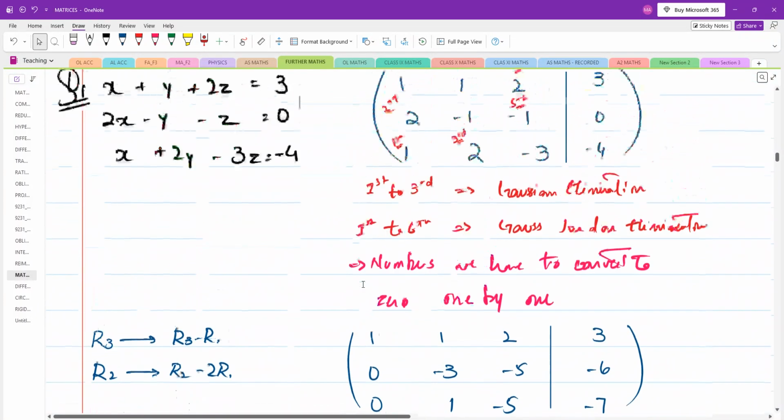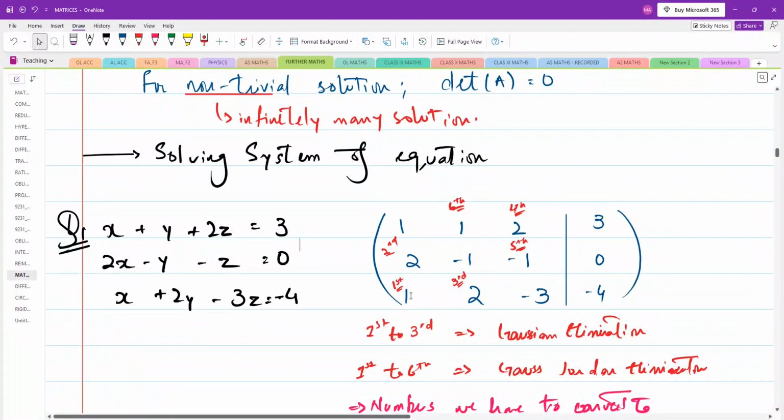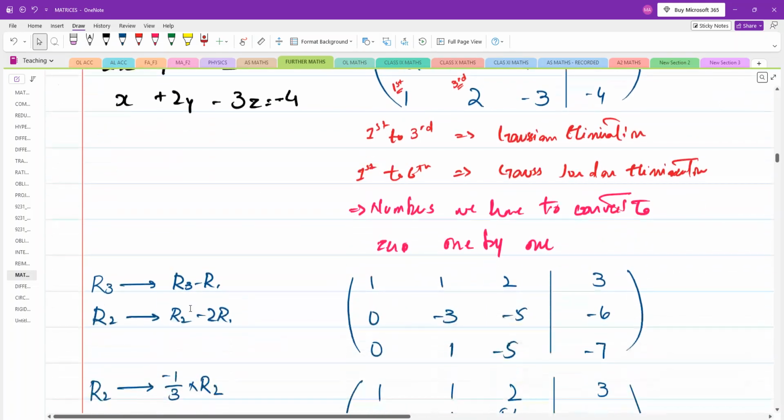Let us say we had to convert this number into a 0. Make sure to listen to this very carefully. What I'm going to do is subtract row 1 from row 3. I'm going to be subtracting row 1 from row 3. In other words, row 3 minus row 1 or row 1 minus row 3, same thing, it doesn't really matter as long as you do it right.